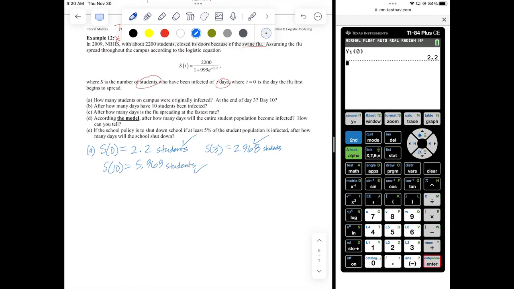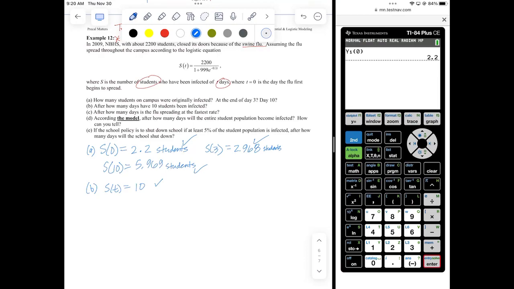All right, part B. After how many days have 10 students been infected? Now, let's practice our notation. 10 students is not a t value, is it? It's an S value. So here's what I'm going to be looking for. I'm going to be looking for S of t equals 10. That's going to get a check. That's the equation you're solving. S of t equals 10.